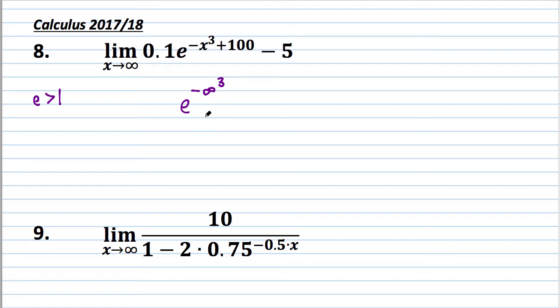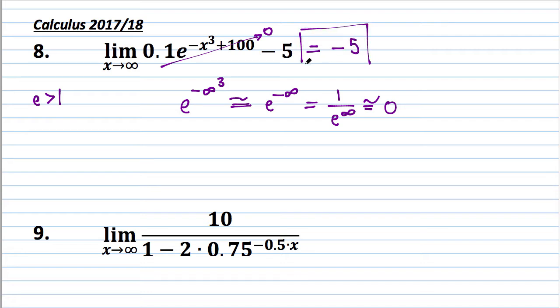Well, this e to the negative infinity is the same as 1 over e to the positive infinity. Well, e to the positive infinity is a really big number, so this is essentially 0. So that means that as x goes to positive infinity, this whole thing here goes towards 0. That means that all that's going to be left when x goes to infinity is this negative 5. So our limit in this case is negative 5.